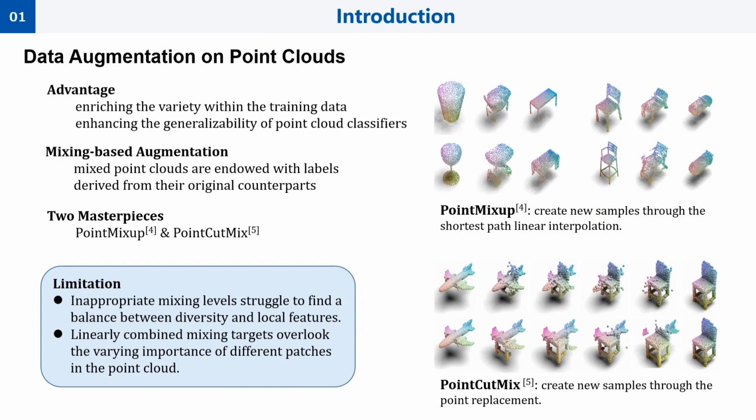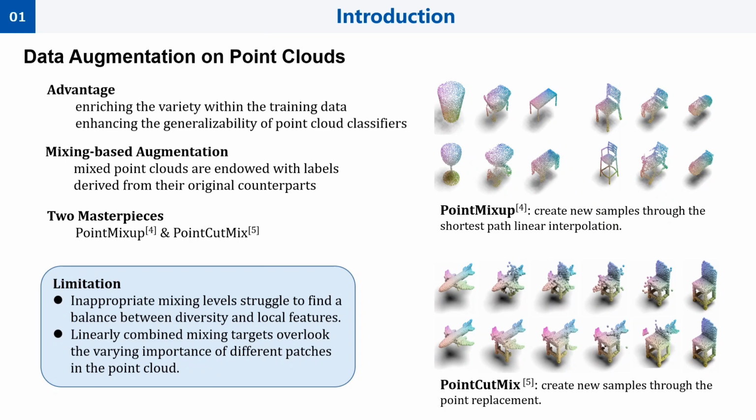In this paradigm, mixed point clouds are endowed with labels derived from their original counterparts. For instance, PointMixup defines data augmentation between point clouds as a shortest path linear interpolation and generates new samples by optimally assigning a path function. Similarly, PointCutMix determines optimal correspondences between two point clouds and creates fresh training instances through point replacement. However, there still remain some limitations.